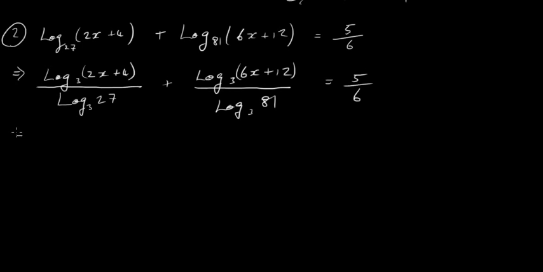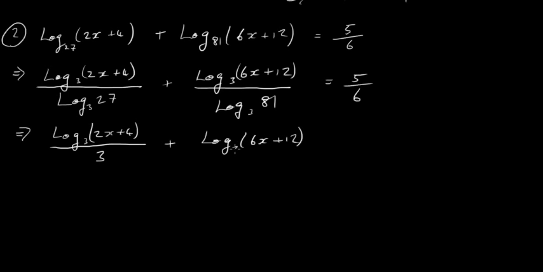Now, what I end up on the bottom here is 3 to the power of something will give me 27. You can do this on your calculator either. 3, this number here, to the power of something will give me 27. Well, 3 to the power of 3 will give me 27. So this number on the bottom just turns into a 3. So here I've got log 2x plus 4 to the base 3. And on the bottom, I've just got the number 3. Over here on the top, I've got log 6x plus 12, again to the base 3. And on the bottom here, log of 81 to the base 3.